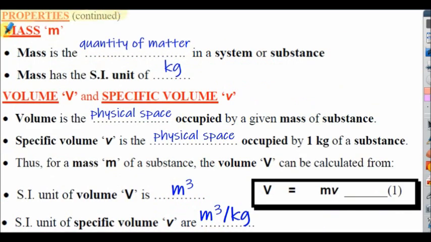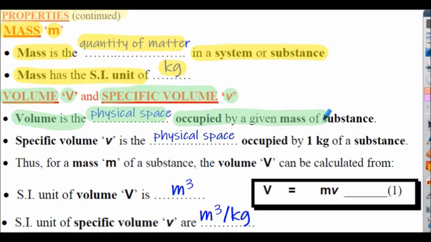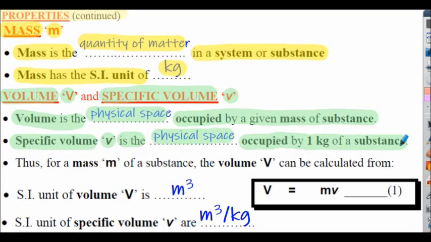Properties continued. So firstly, the property of mass, symbol lowercase m. Mass is the quantity of matter in a system or substance. Mass has the SI unit of the kilogram, and that's a base unit. Let's consider volume, uppercase V, and specific volume, which I'm denoting as an italic lowercase v in this presentation. So volume is the physical space occupied by a given mass of substance. Specific volume is the physical space occupied by 1 kilogram of a substance.